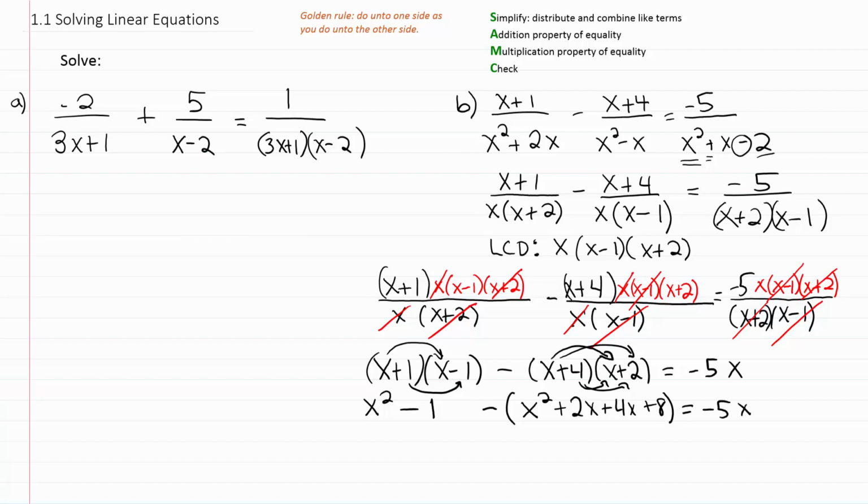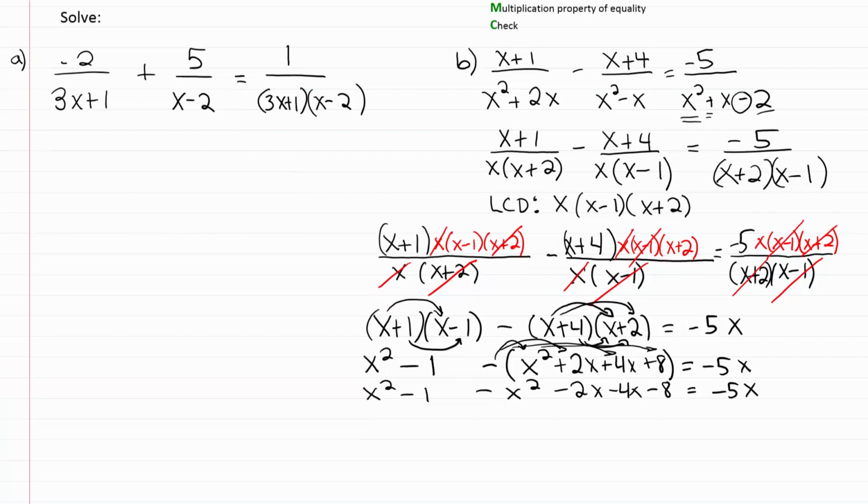Now, from here, what you want to do is distribute in this negative sign out in front to rewrite that with different signs. So we'll have x squared minus 1 minus x squared. Then you'll have negative 2x. Then negative 4x. And finally, negative 8. That's equal to negative 5x. Okay, from here you want to combine like terms now.